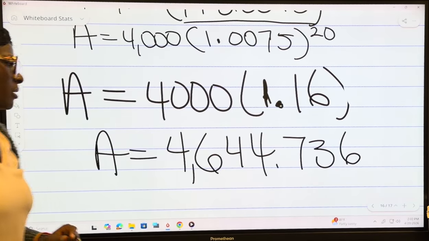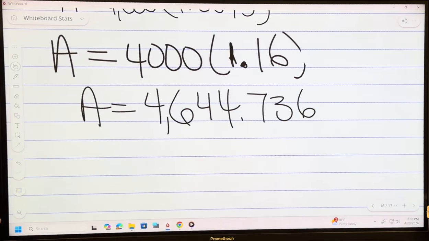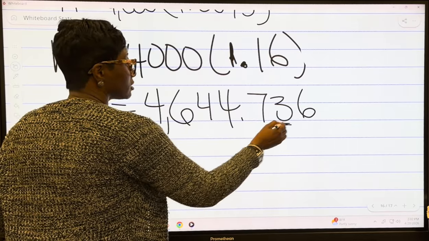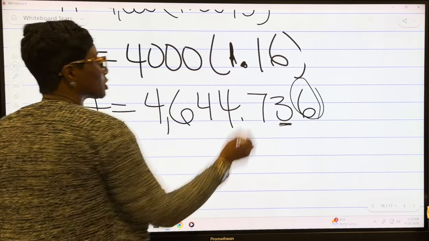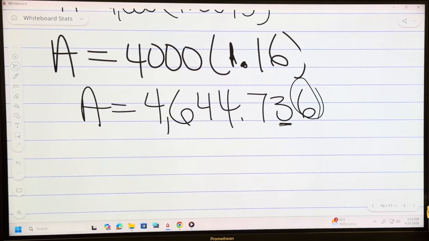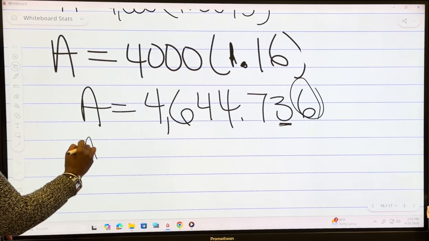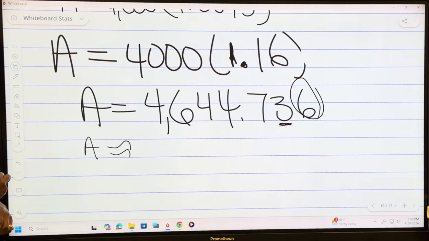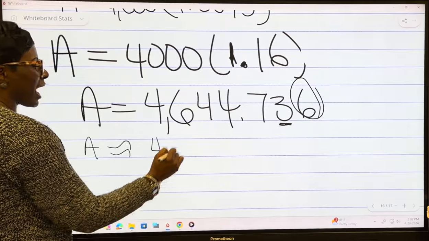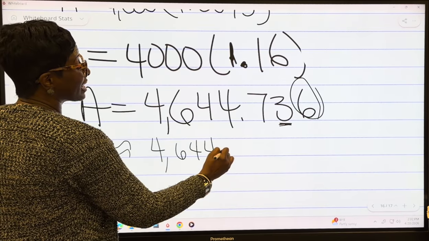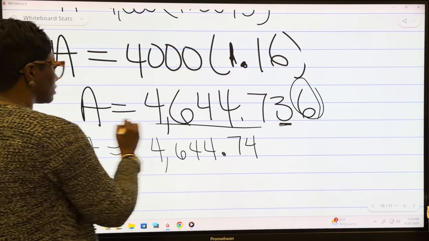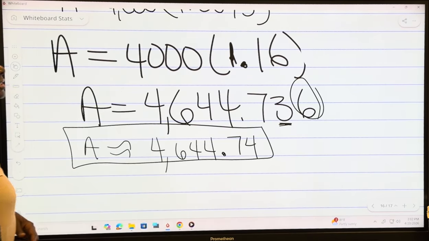Isn't this what we see? But this is money. So we're supposed to round to the nearest what? Hundredths. That's two numbers behind the decimal. This one determines if we go up or stay the same. Not go up or go down. Go up or stay the same. And what does this tell us? Go up. So what is the amount going to approximately be? $4,644.74. That is the total amount of money at maturity after 5 years.